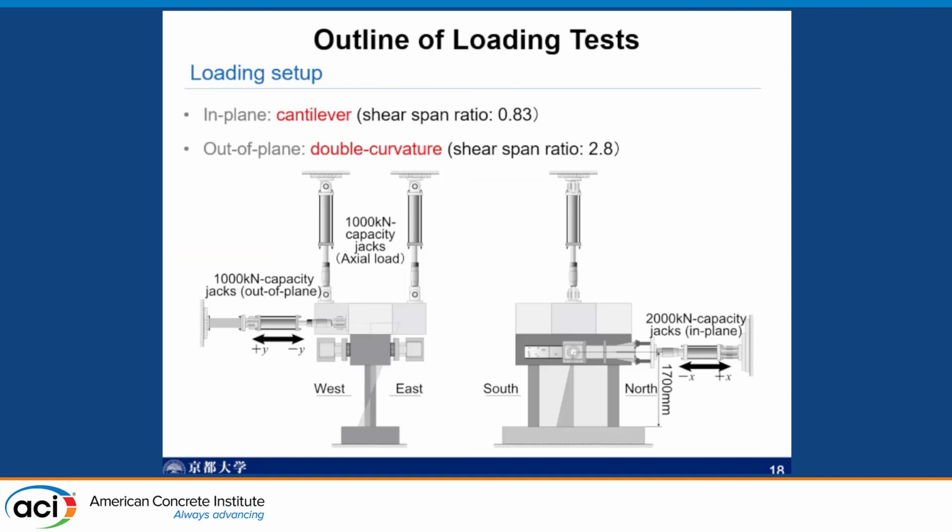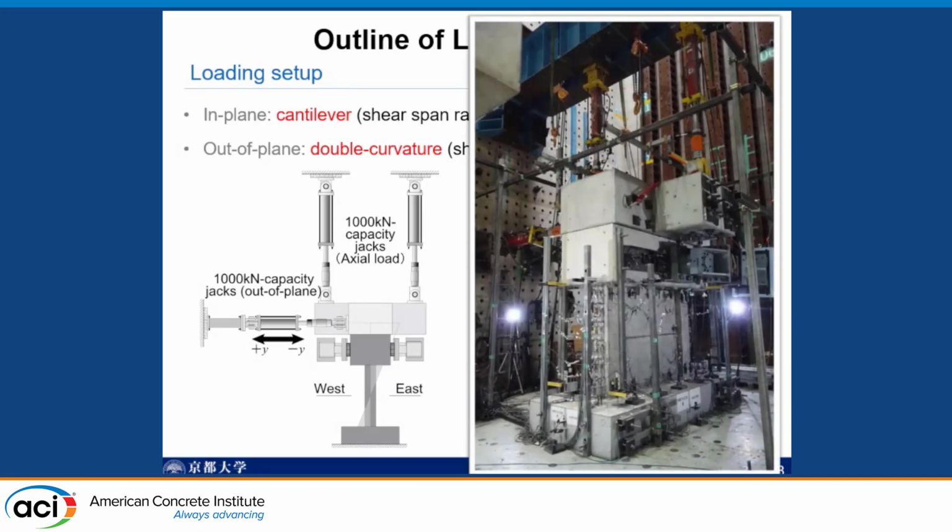And this is the loading setup. You can see here the specimen, right? We use 6 oil jacks to apply the axial load and the two directional horizontal loads. And this is the photo of the loading system, with the axial load applied here, and then the in-plane load and out-of-plane load.